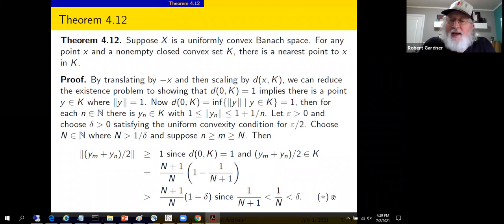All right, let's label that asterisk. We're going to need the fact that the norm of y sub m plus y sub n over 2 is greater than N plus 1 over N, 1 minus delta. So around the end of the next slide, we'll use that.